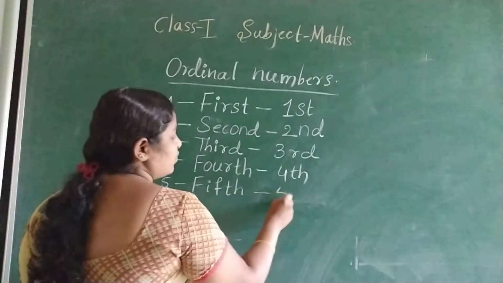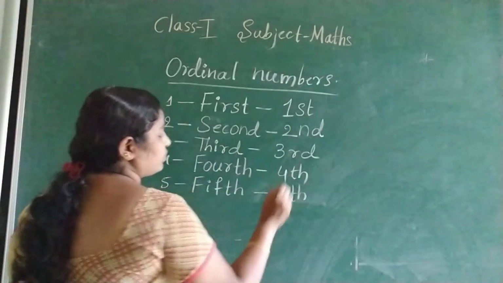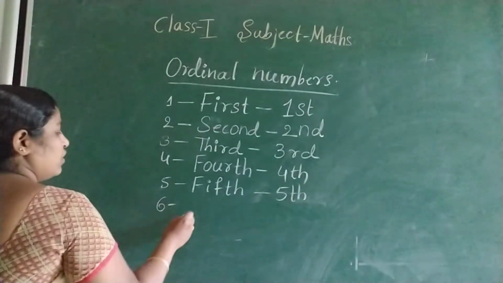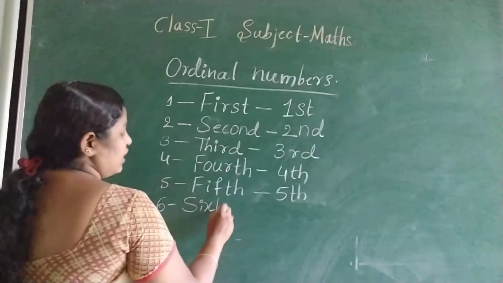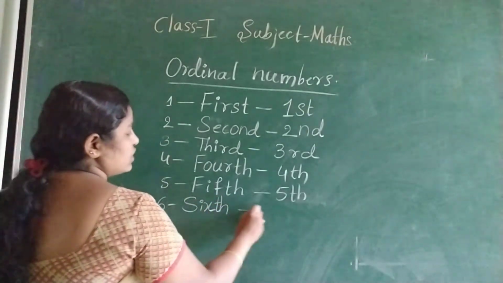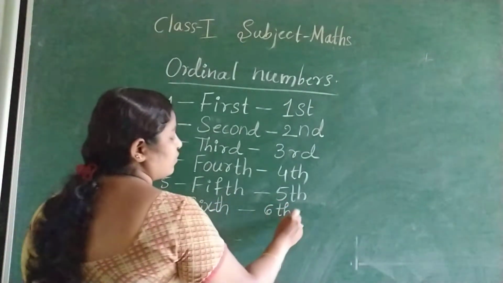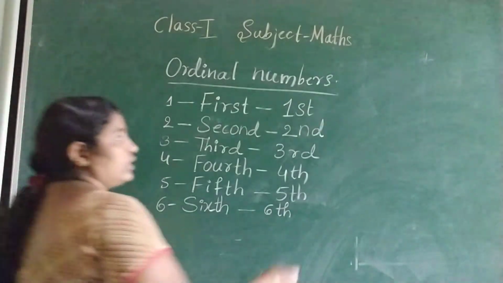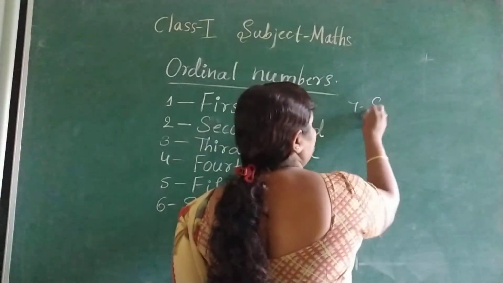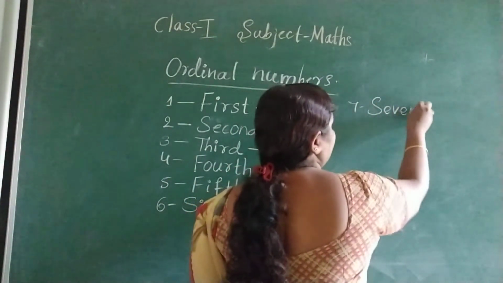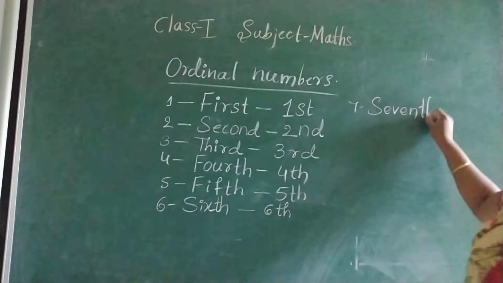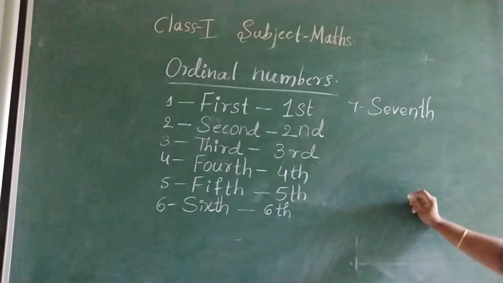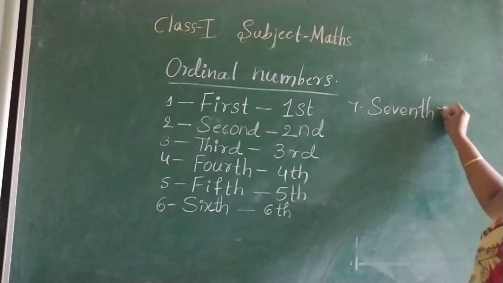F-I-F-T-H, fifth. Sixth spelling, you know, 6, then T-H, sixth. Okay. Then S-E-V-E-N, 7 spelling. Then you write T-H. This will become 7th.